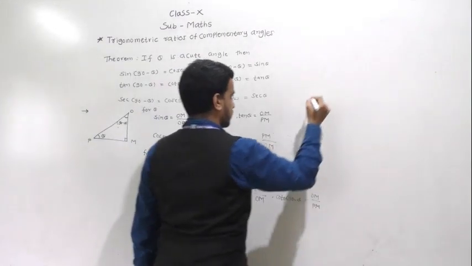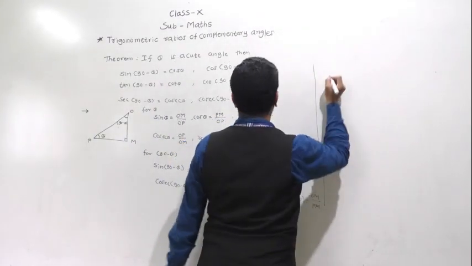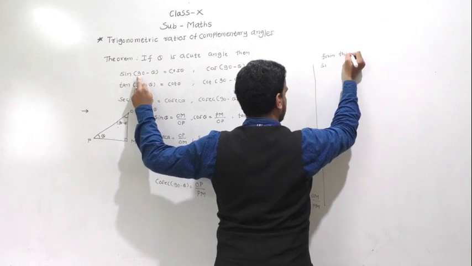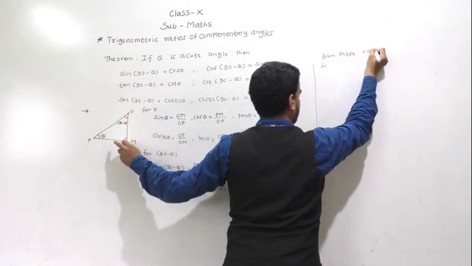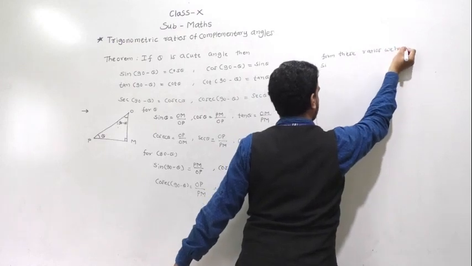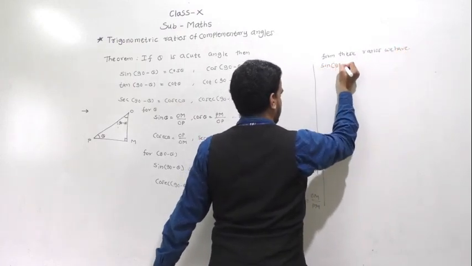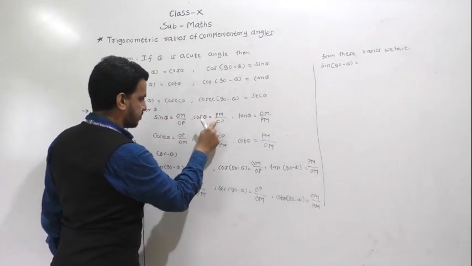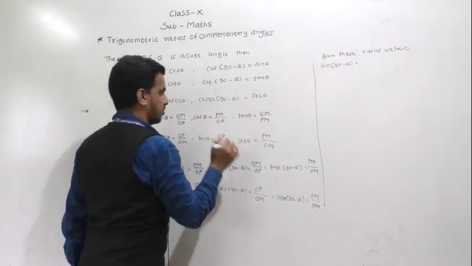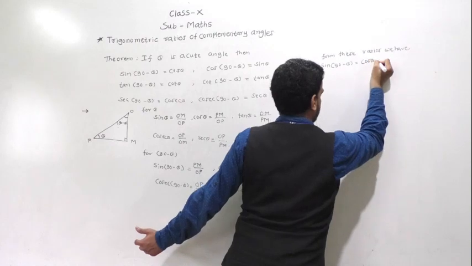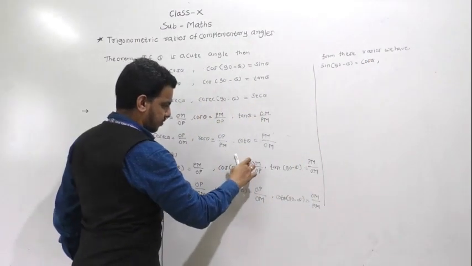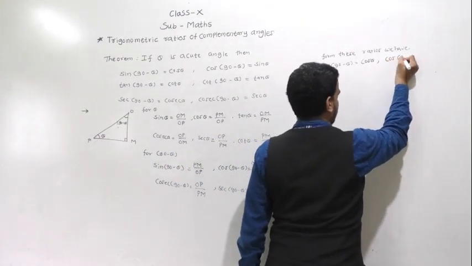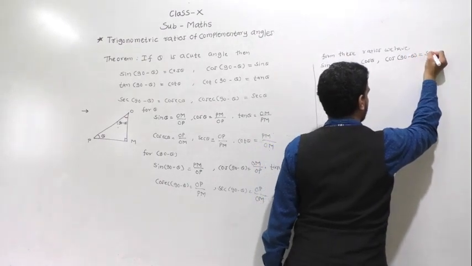Okay, so from these ratios we have sin(90 minus theta) is PM by OP, and cos theta is PM by OP. So sin(90 minus theta) is equal to cos theta. Similarly, cos(90 minus theta) is OM by OP, and sin theta is OM by OP. So cos(90 minus theta) is equal to sin theta.